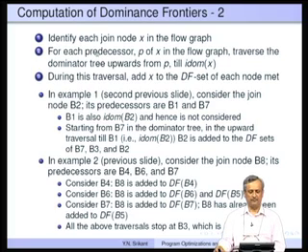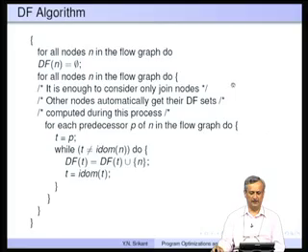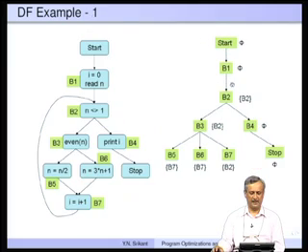The algorithm is simple. Identify each node x in the flow graph. For each predecessor p of x in the flow graph, traverse the dominator tree upwards from p till you reach the idom of x. During this traversal, add x to the DF set of each node met. Let us walk through our examples and compute the DF information accordingly.